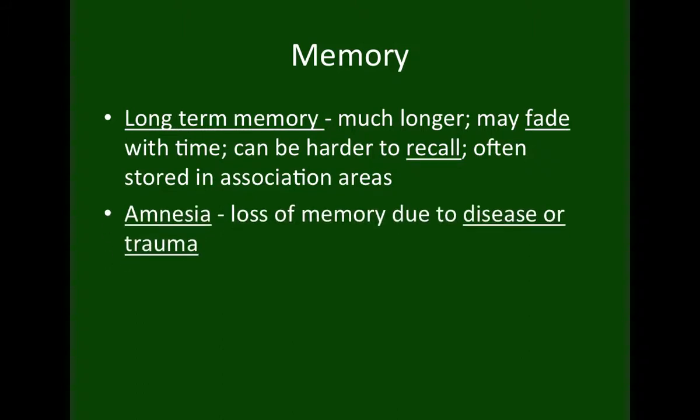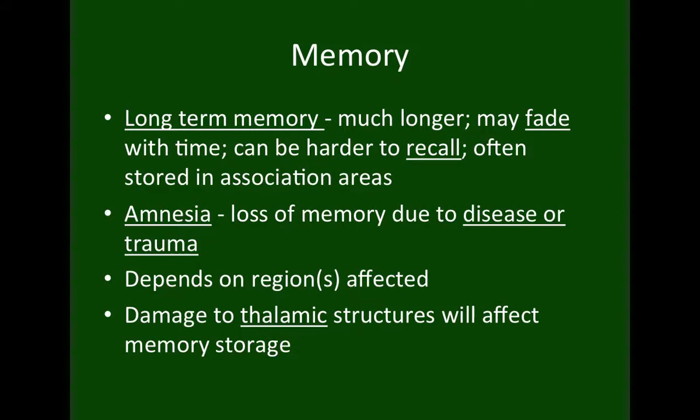Now, amnesia can be a loss of memory due to either a disease or some sort of trauma. The effects of amnesia depend on the regions that are affected. So it's usually not complete amnesia, it's usually partial amnesia, and some of it is recoverable depending on the way that the memory was originally lost. If you damage your thalamic structures, so the epithalamus, the hypothalamus, and the thalamus, that will actually affect your storage of memories and can actually prevent you from storing new ones. And that can actually be a very confusing situation for the patients.